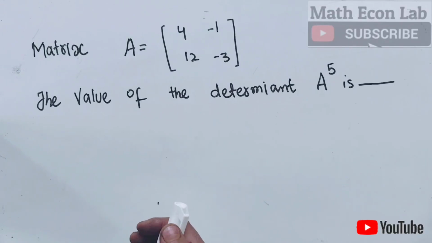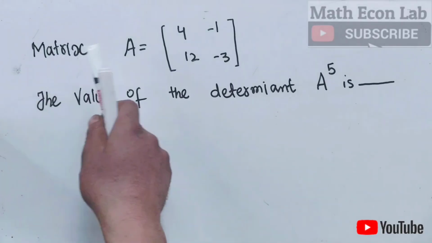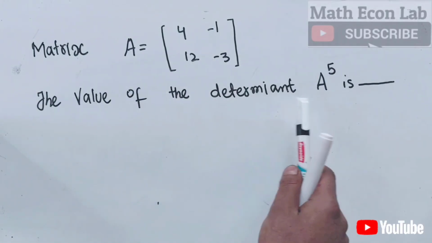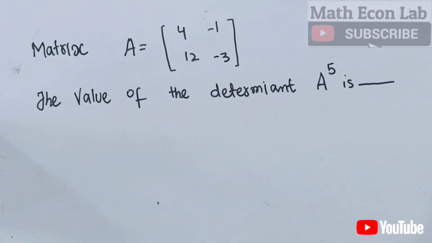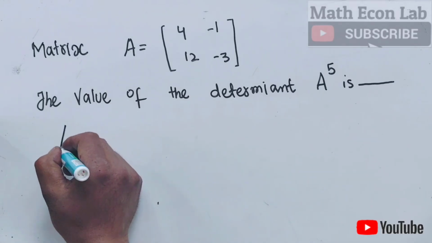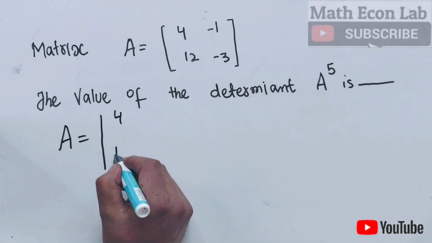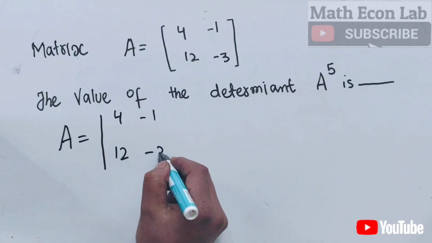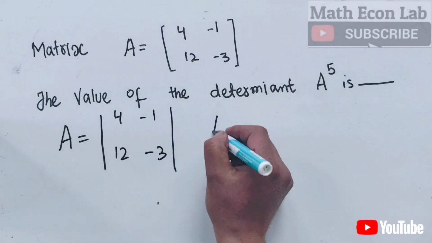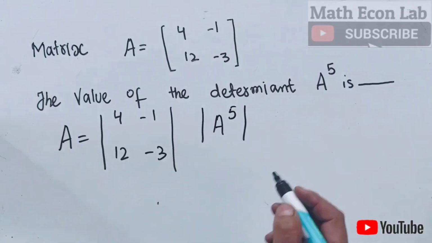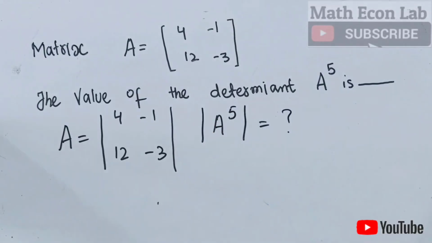The question is to find out the value of the determinant of A raised to the power 5. The matrix A is 4, 12, minus 1, minus 3. The value of the determinant of A raised to the power 5 is what we are supposed to find out. Okay, this is what we are supposed to find out.